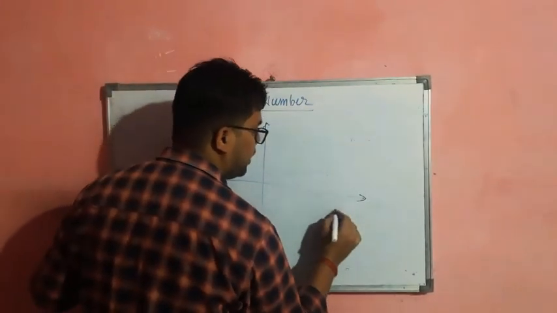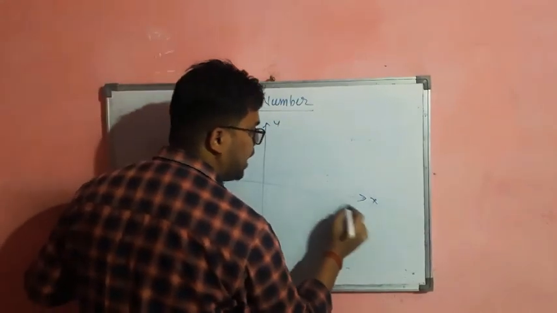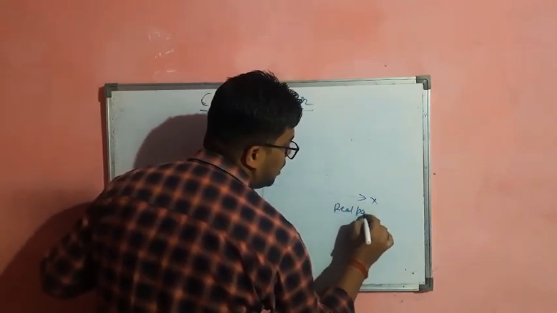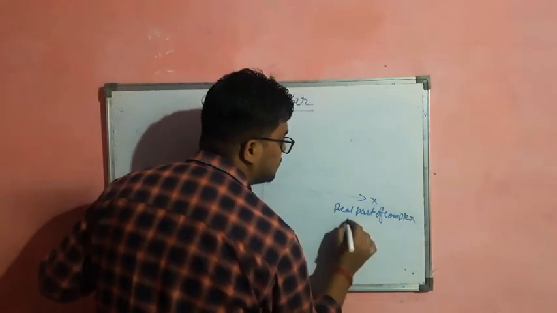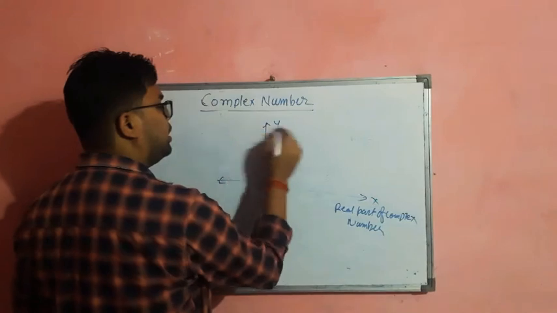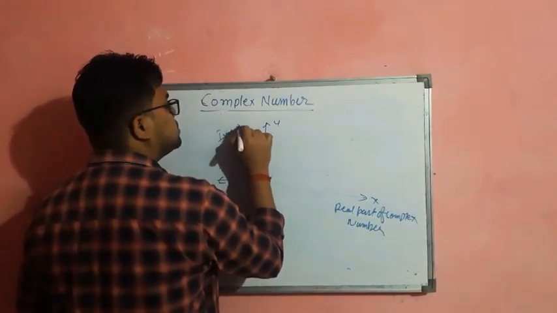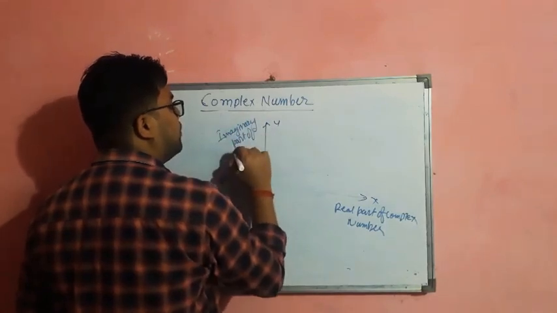In this complex plane, let this be the x-axis and this be the y-axis. This x-axis represents the real part of a complex number. Let this be the origin, and this y-axis represents the imaginary part of a complex number.